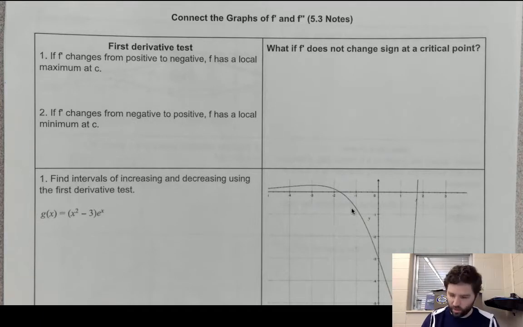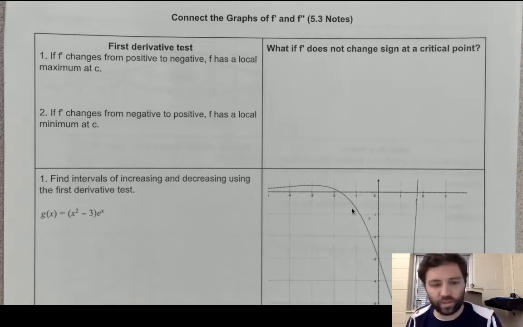So the first thing we're talking about is called the first derivative test. Now we've been using the first derivative test for a while. As I mentioned, chapter 5 is a lot of formalizing things that we've already kind of been able to intuit. So it says this: if f prime changes from positive to negative, f has a local maximum at c. What does c mean? Well, I'll show you.